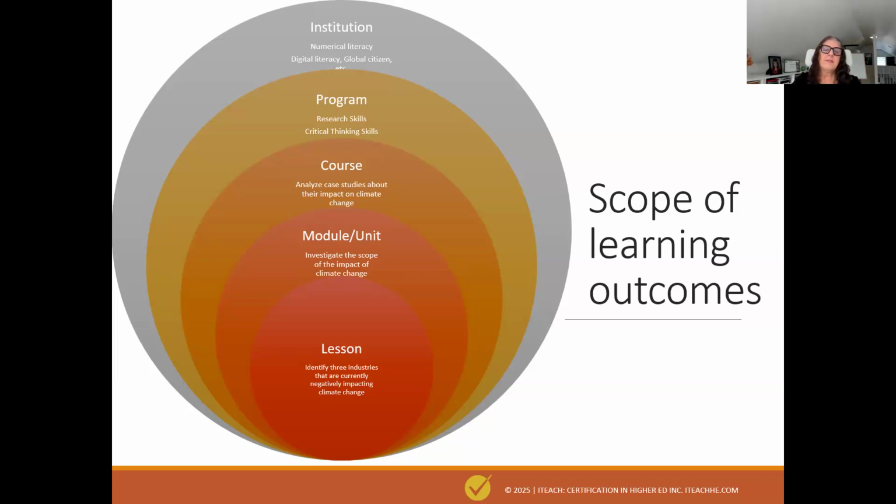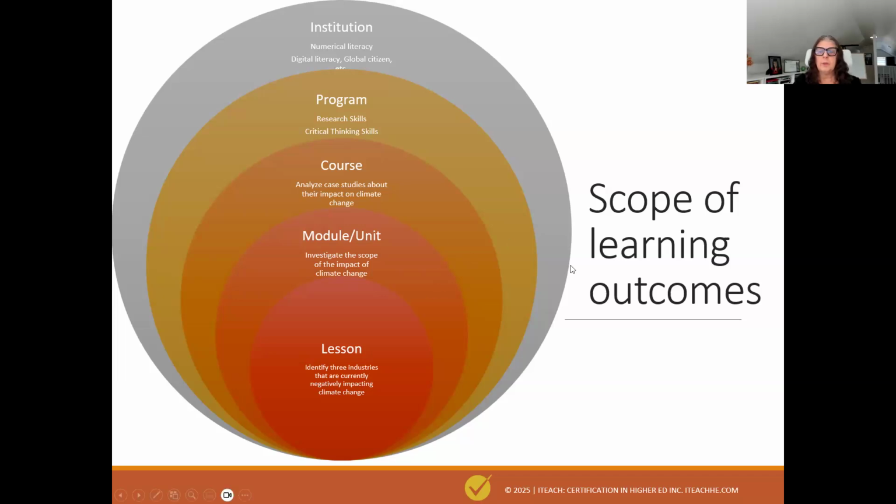And then getting down to the lesson level, you can see that it gets very specific, because you want students to identify 3 industries that currently have a negative impact on climate change, right? So that gives them some ideas of what some of the negative impacts are, so that they can investigate the scope of those impacts and then analyze case studies. So they're all connected to support each other.